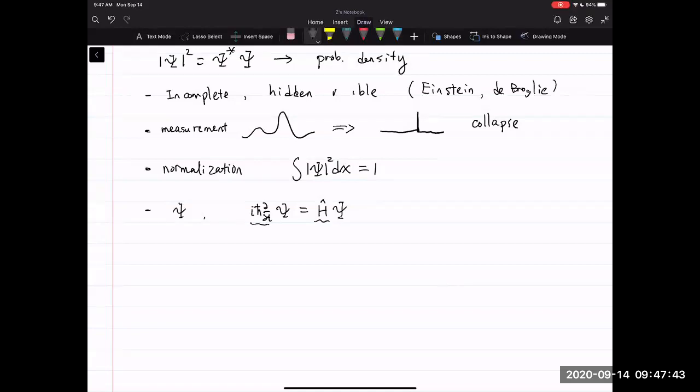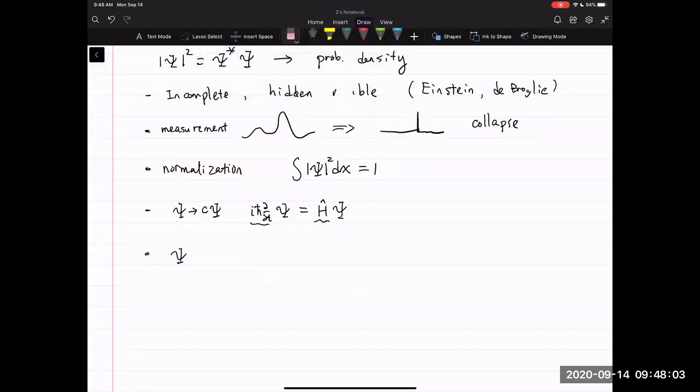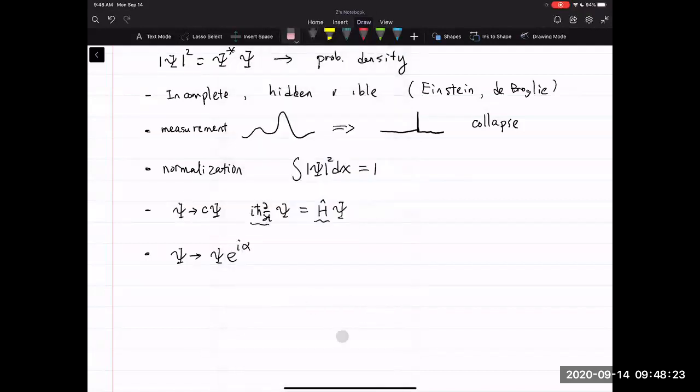Even worse, let's say you already have a psi. Let me write this down. If you change this psi to some constant C times psi, then C times psi is still a solution of the original differential equation. Even worse, if you multiply psi not only by a constant but by a phase factor, exponential of i alpha, it's a very different wave function. We change the phase of the wave.